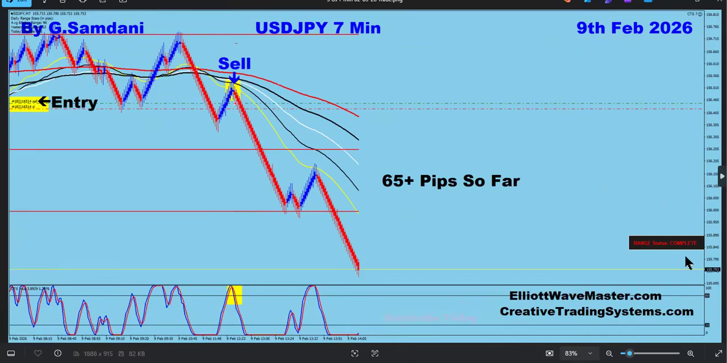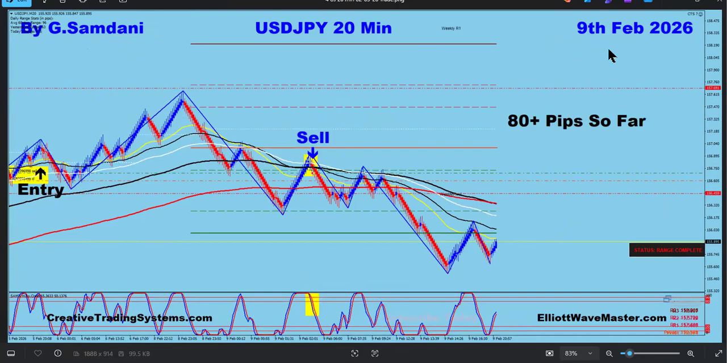USD Yen. Now here again, this is USD Yen from 7-minute chart. This is the second entry, but that's Umar who opened the trade here. That's his trade. And then I think on a 20-minute, yes, this is USD Yen 20-minute chart entry. It's right from there to the downside here. 80 pip sell order is right there.